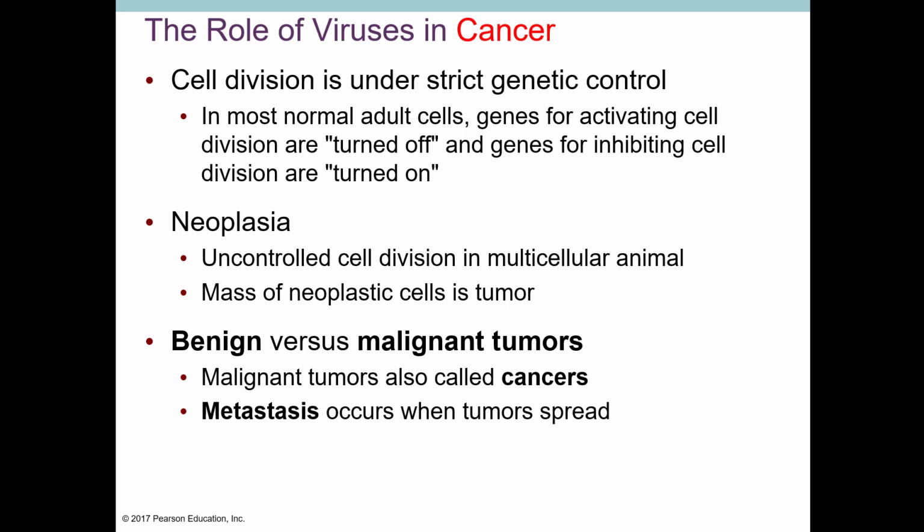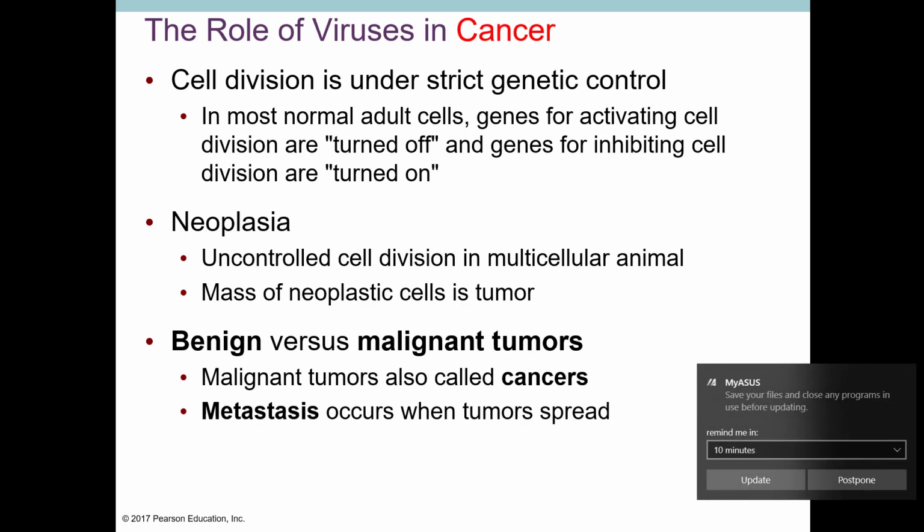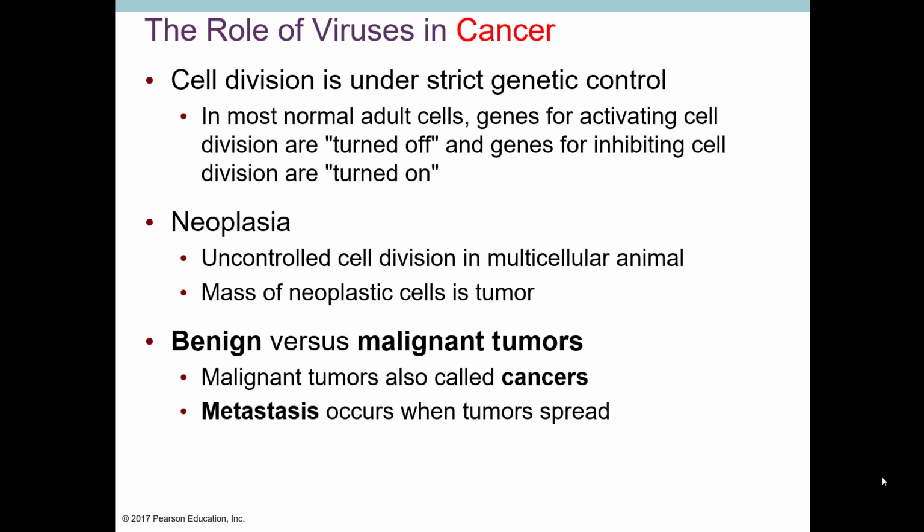So the proteins that are produced from transcription and translation of those genes have a certain function in cell division. Some proteins activate cell division, some stop cell division, and so those genes are controlled in normal cells.